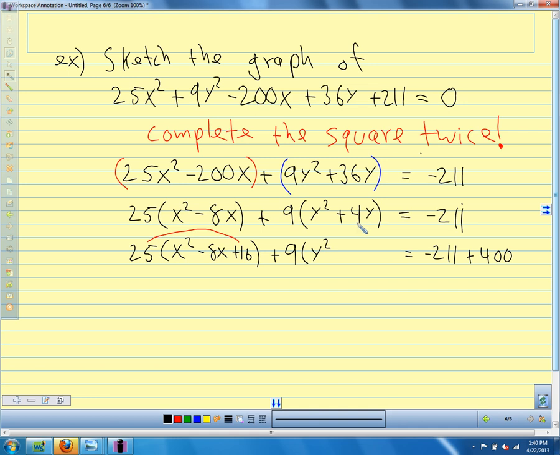I'm going to do the same thing here. 9 times y squared, b is 4. b over 2 is 4 divided by 2 is 2. And 2 squared is 4. And here, I have to remember I'm multiplying 9 times 4, so I'm adding 36 here. So I add 36 to that side. Add the same thing to both sides. So now I get 25 times x minus 4 squared, plus 9 times y plus 2 squared. If I add all these together, I get 225.